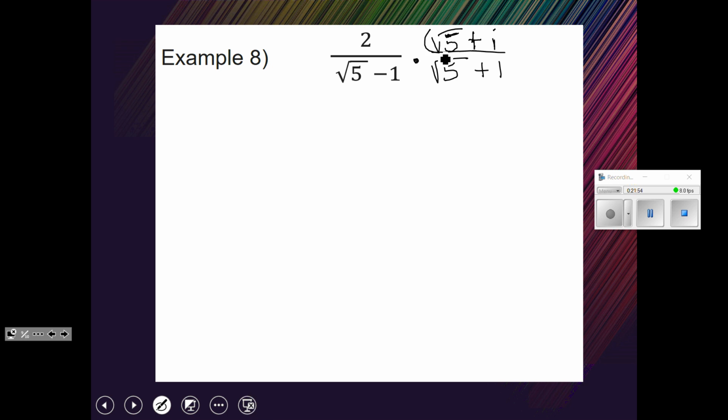Okay. So up top, I'm going to distribute 2 times square root of 5, outside times inside. So I'm just going to squish those together. 2 square root of 5. And then 2 times 1 is plus 2.